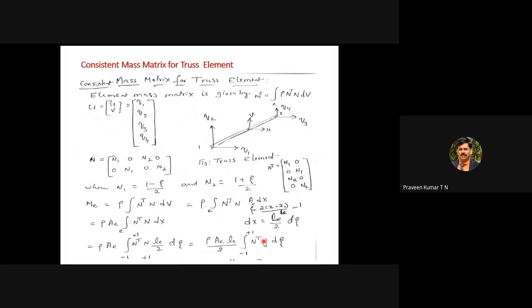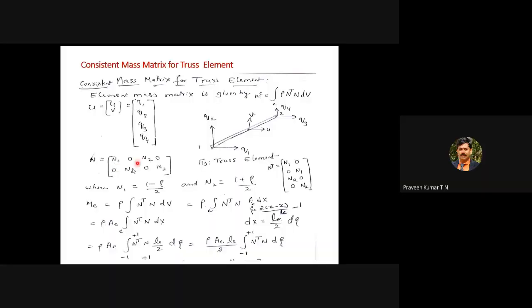When you come to the consistent mass matrix for the truss element, there are 4 degrees of freedom that you are familiar with: Q1, Q2 at node 1 and Q3, Q4 at node 2. The 4 degrees of freedom are slightly different. N is a 2 by 4 matrix, with 2 rows and 4 columns: N1, 0, N2, 0 and 0, N1, 0, N2. Then we go for N transpose, and this is the N transpose.